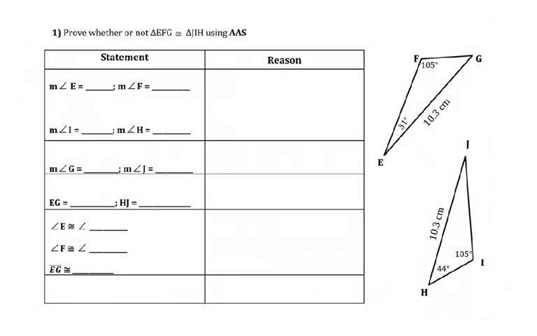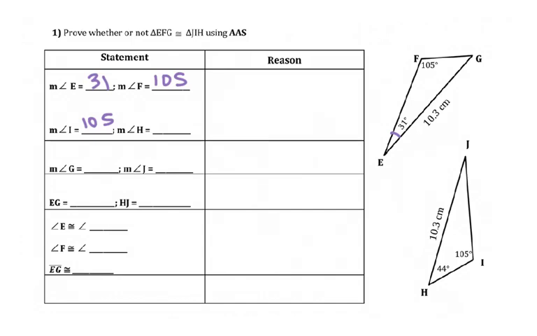So on the left, we have our statements. On the right, we have to put the reasons. I don't have any of the reasons there, so we have to figure out what they are. So start out with this: measure of angle E equals. Well, that's easy. Did you have to work for that? Did you have to calculate anything? Did you have to set up an equation that you had to solve? No. The reason you knew that is because it was given to you. It's in the picture, all right?